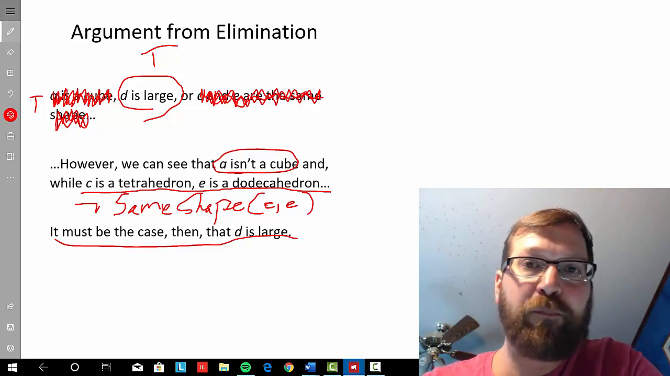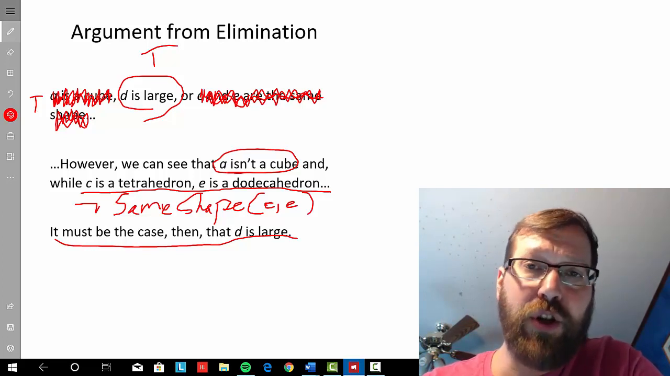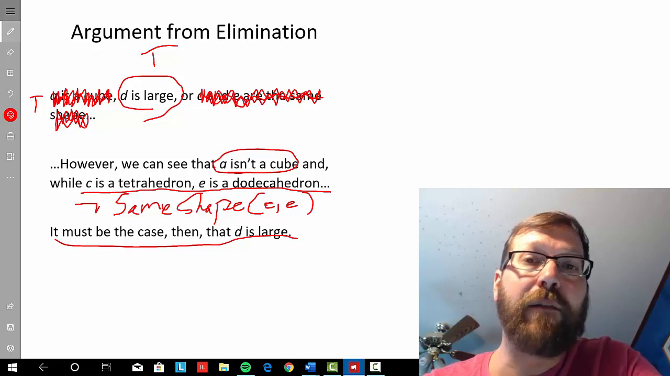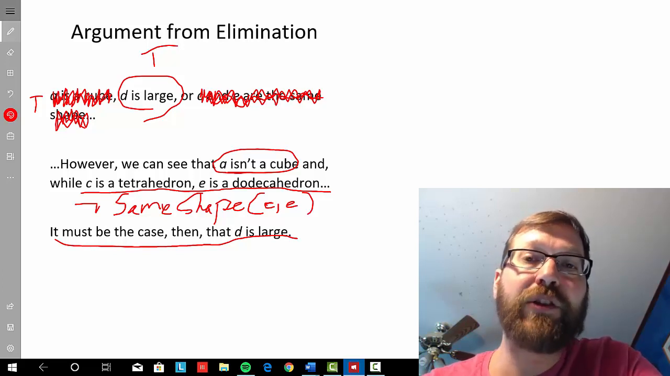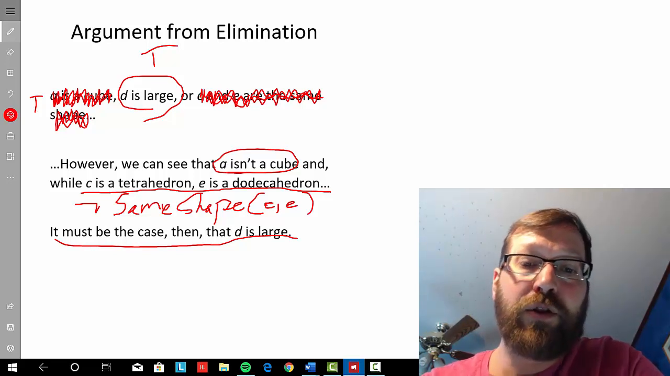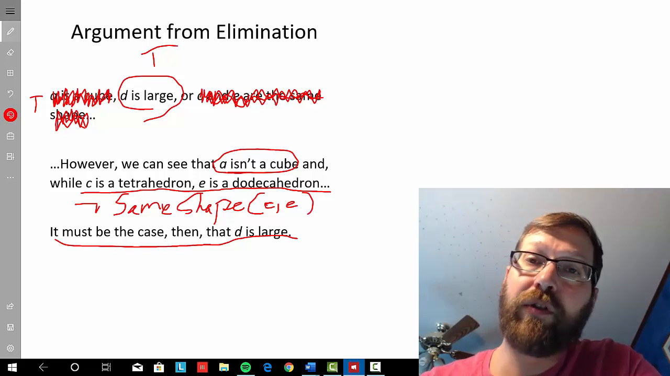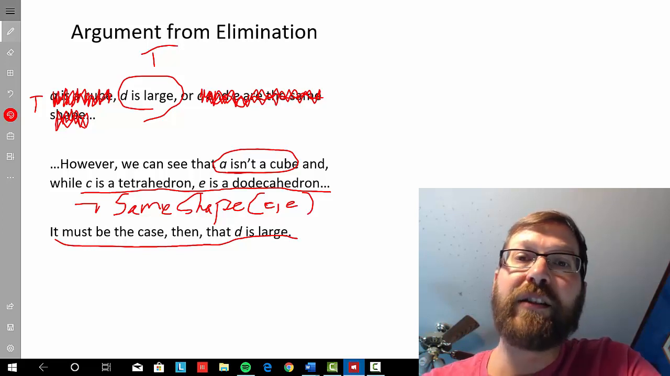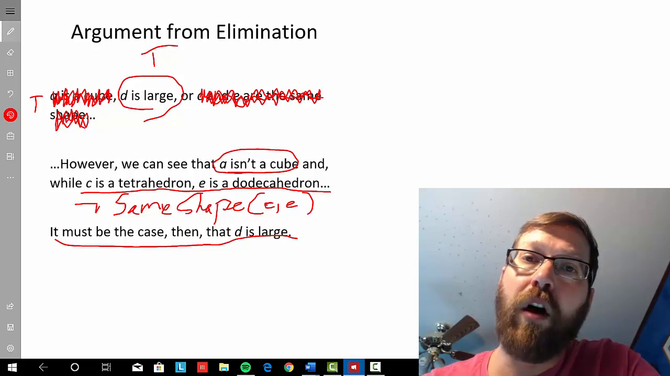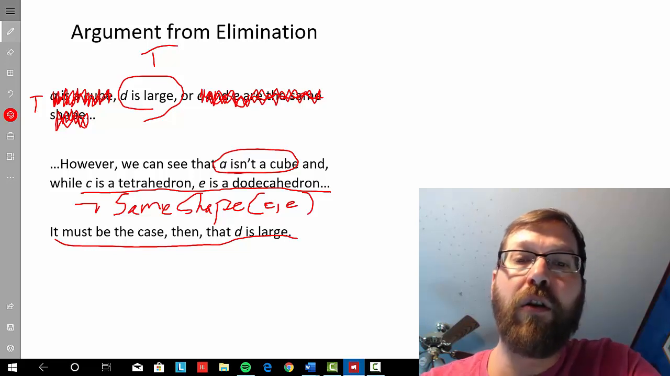Pretty intuitive. Basically, starting with the disjunction, it gives you a set of options, and then we get some more information that eliminates all but one option. So it doesn't matter whether we have a disjunction with two disjuncts, three disjuncts, four disjuncts, and so on and so forth. As long as we can eliminate all but one option, that last option, that last disjunct, must be true. And that's how argument from elimination proceeds.